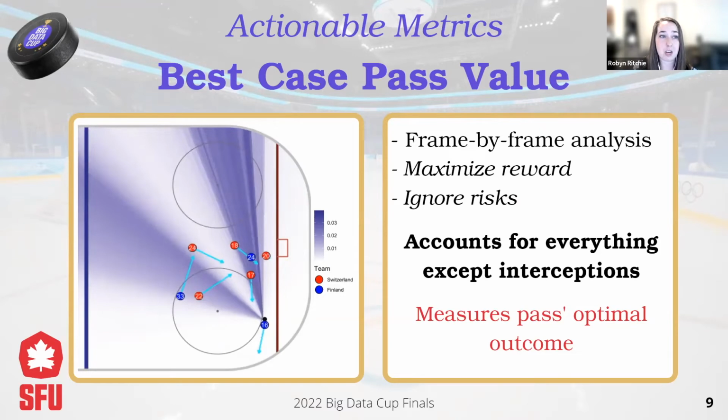If number 16 wanted to thread the needle and put her team into a high reward position, passing in front of player 24 would be ideal. But as there are many Swiss players around her, it definitely comes with some risk. This is an extremely useful metric for coaches and scouts to be able to understand a player's risk-reward tendencies.